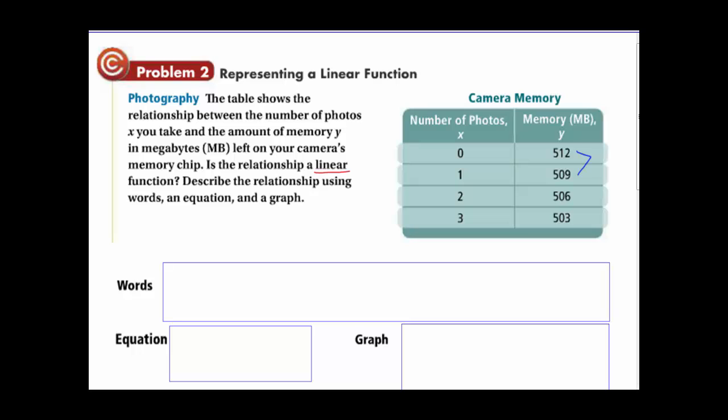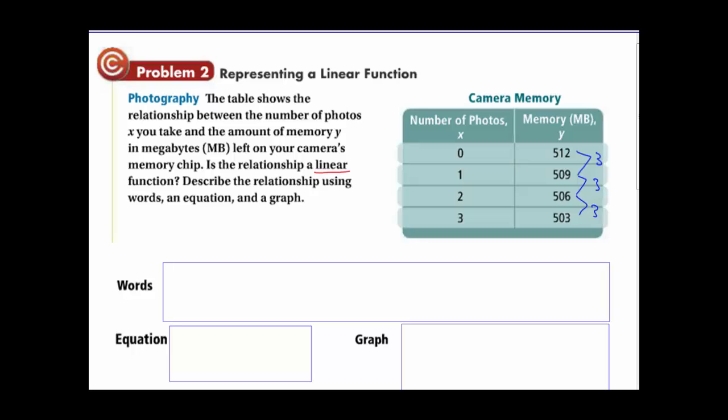Well, if we draw our little arrow on the side and say, how far is it going down? It is going down about 3 megabytes. And then from 2 pictures, we're going to go from 509 to 506. So now we have 3 megabytes. And from 506 to 503, we have also 3 megabytes.